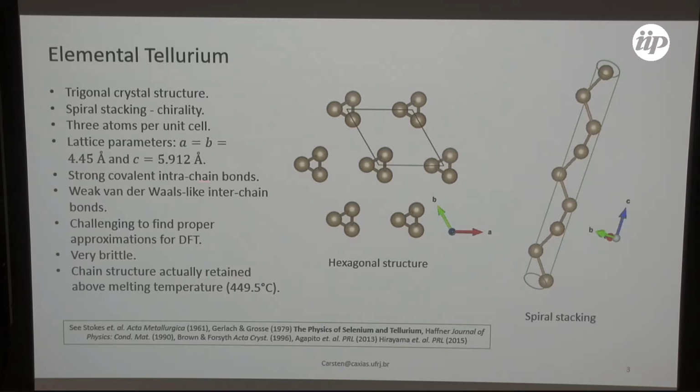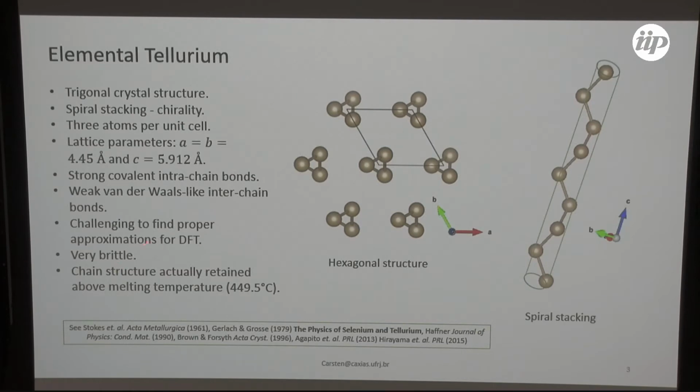The lattice parameters are 4.5 angstrom in this direction, and only 6 angstrom in this direction. So you can see these bonds here are very strong. They are of covalent type, while at the same time, these here are weakly van der Waals bound. And this creates a situation which makes it a bit difficult to find proper approximation for DFT calculations, for example. So when you look through the literature, they are literally all over the place in many respects. I will talk about that in a minute.